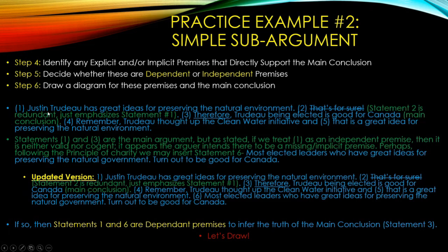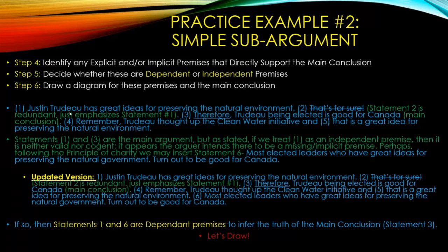Statement 1, that's the only premise here. Justin Trudeau has great ideas for preserving the natural environment. Okay, that could lead to Trudeau's election being good for Canada overall. The main argument here, as explicitly stated, has premise 1, and the conclusion is 3.